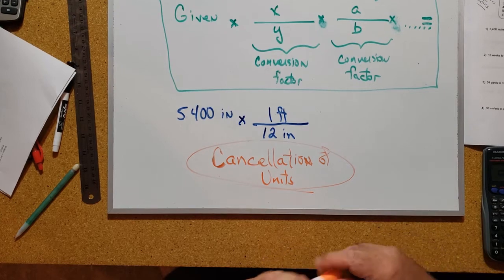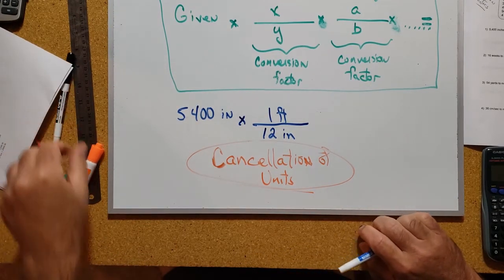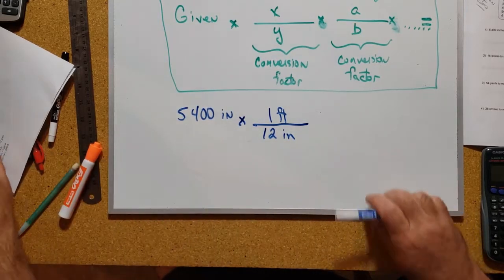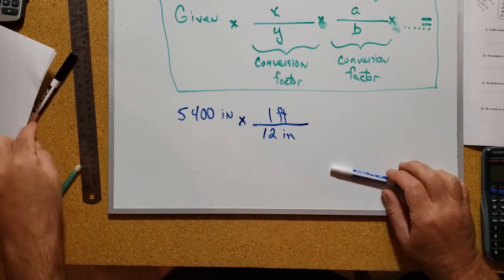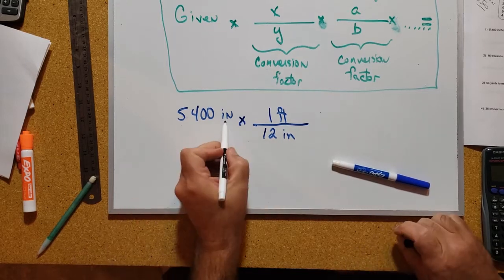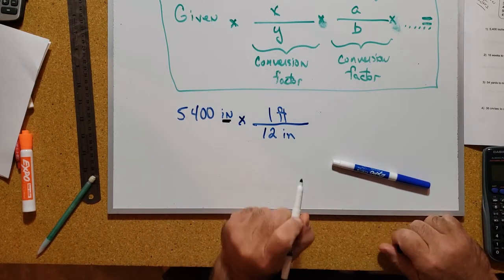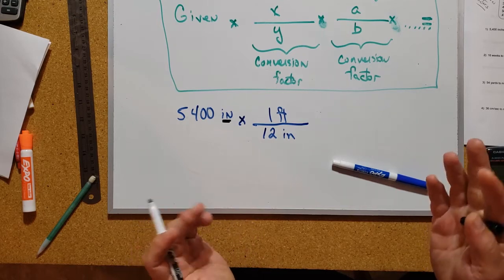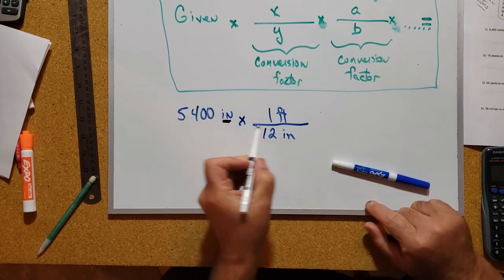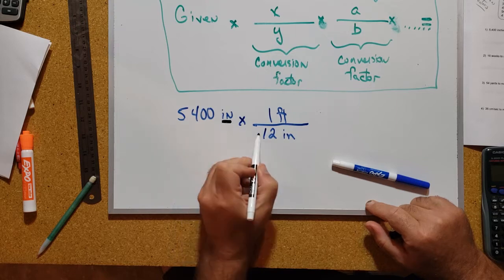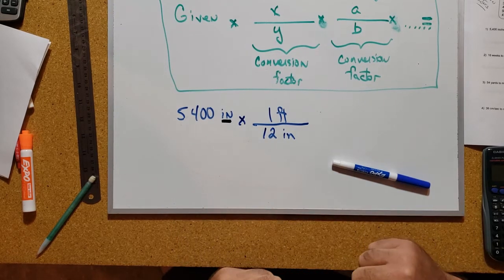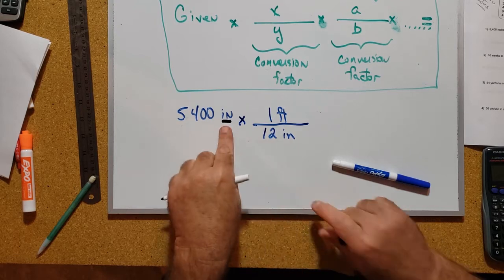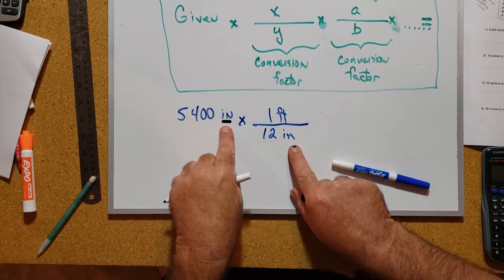What do I mean by cancel units? Well, if you look closely, you will see that right up here, the given has units of inches. Now, I don't want inches in my answer. I want miles. I know we'll get to miles, but I certainly don't want inches. So looking just at the units of this measurement, I say to myself, I want to get rid of those units.